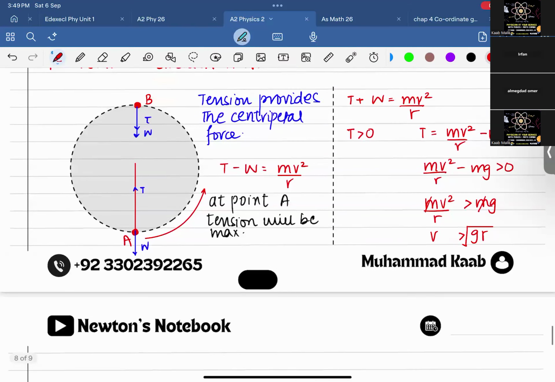Which means if you want the circular motion to complete itself at point B as well, your velocity should be greater than this velocity, right? Is that clear, guys? Yes, yes. Perfect.